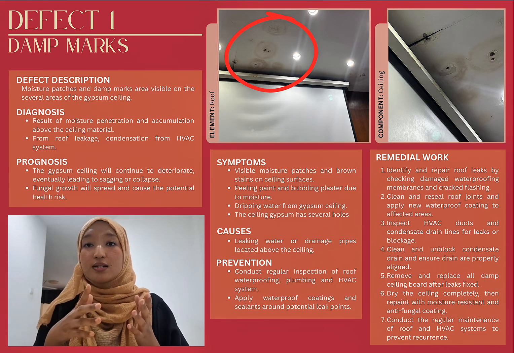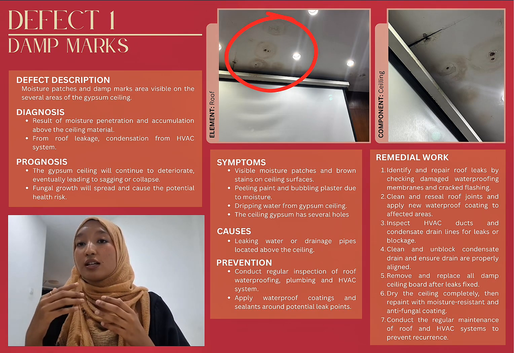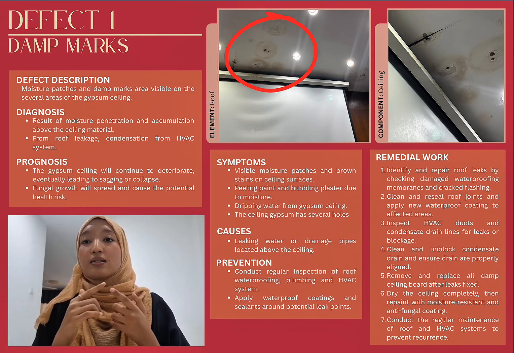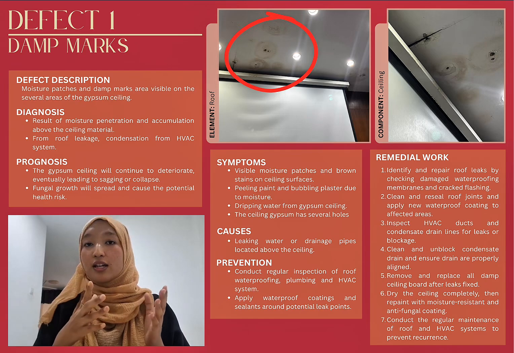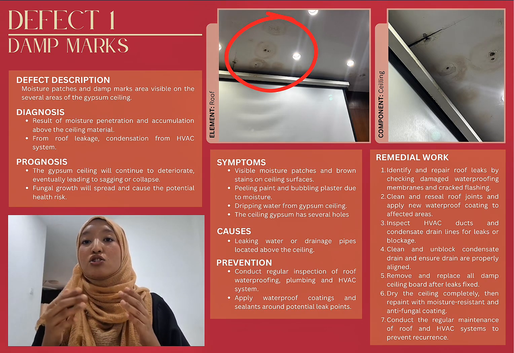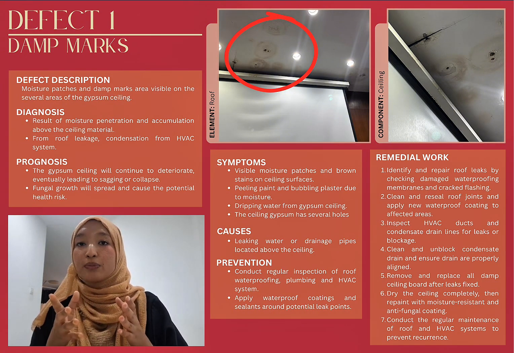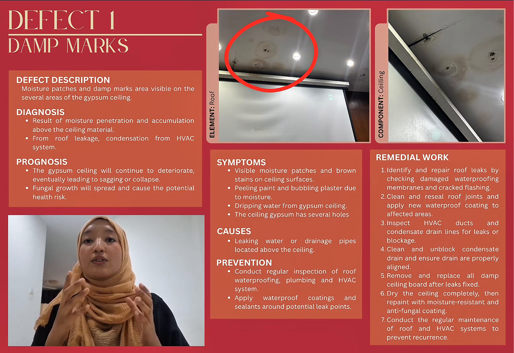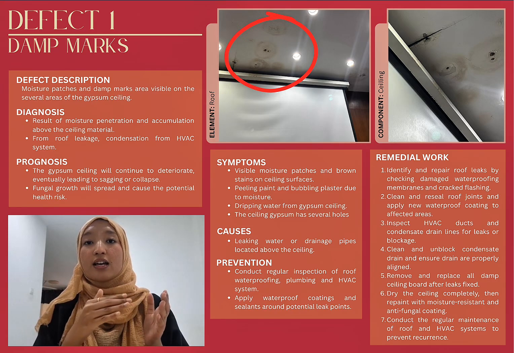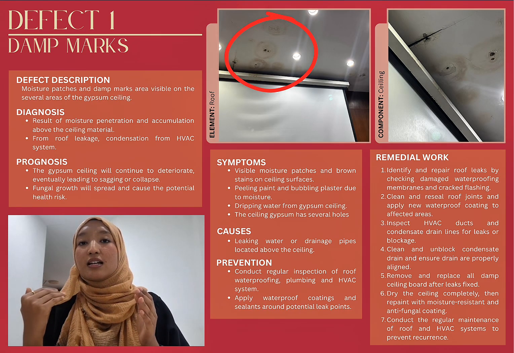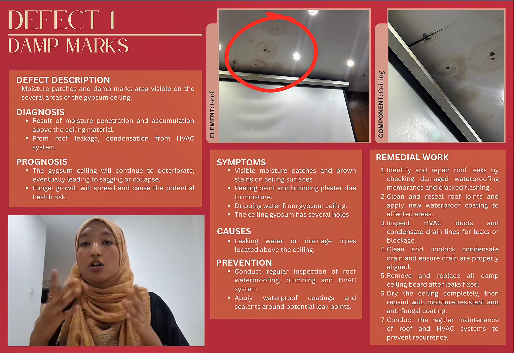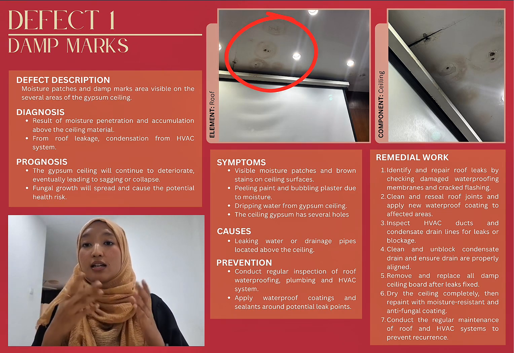in the leak-prone areas. For the remedial works, we must locate and repair any roof leaks, reseal joints, and apply new waterproof coating. HVAC ducts and drainage lines should be checked for leaks or blockage, and the condensation drain must be clear. All damaged ceiling boards should be replaced and the area fully dried and repainted with moisture-resistant and anti-foul coating. Finally, ongoing maintenance is the key to prevent it from happening again.